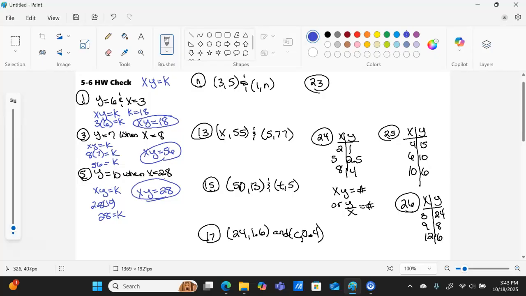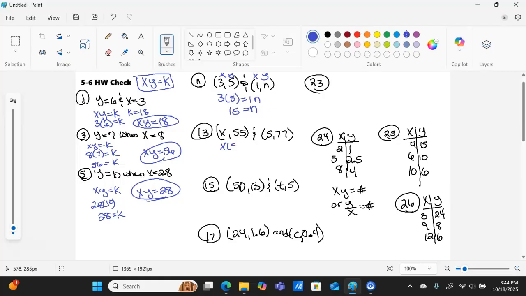In 11 through 15, you are told that this is an inverse relationship and you are missing one of the coordinates. Well, if these are all the same inverse relationship, then xy has to equal the same value in each case. So you're going to take xy has to equal xy. So 3 times 5 has to equal 1 times n. So n would have to be 15 because 1 times n is just n, and 3 times 5 is 15.